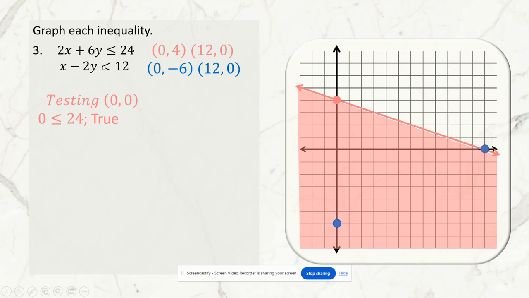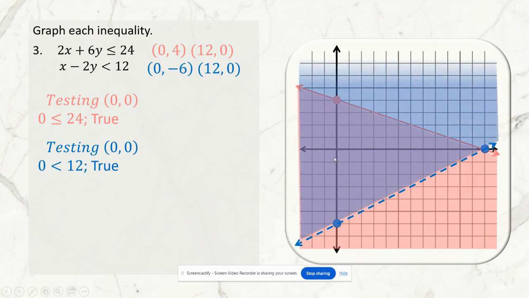And again, this one is actually going to be a dashed boundary line because it's strictly less than. And now we need to test the point. Guess what point is not on this line? 0, 0. Let's test it. Okay, is 0 less than 12? We substitute our 0 for x, substitute our 0 for y. Is 0 less than 12? Yep. So we shade the half plane that contains that point. So we go ahead and do that.